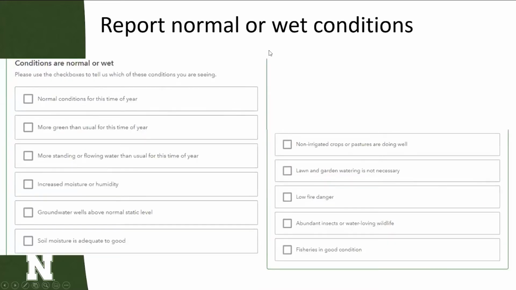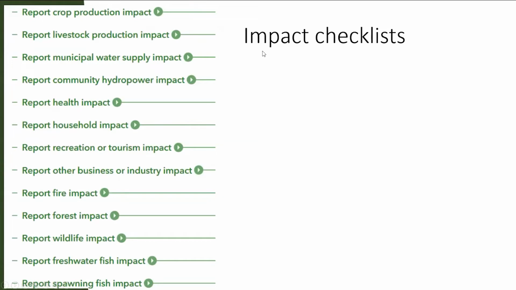Then new for next year, for the 2022 version of the survey, we will be asking people to report on normal or wet conditions. We do encourage people to report monthly or more frequently, but we don't really give them a lot of non-drought observations to make. So we've added a block of questions for normal or wet conditions. Hopefully that will encourage more regular observations. And then there are several drought impact checklists developed with people in different states and different sectors as to what might be interesting to ask about.